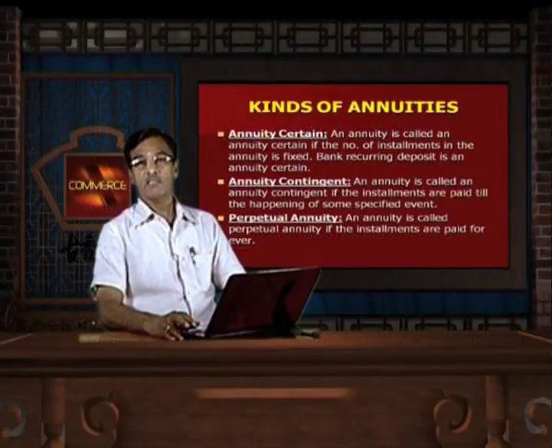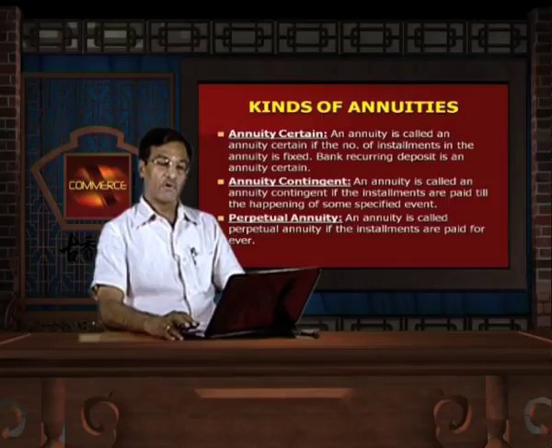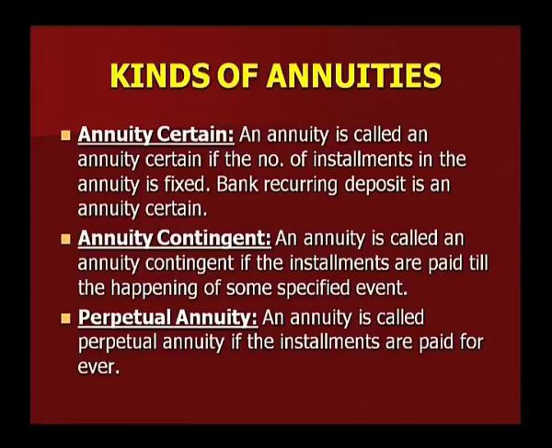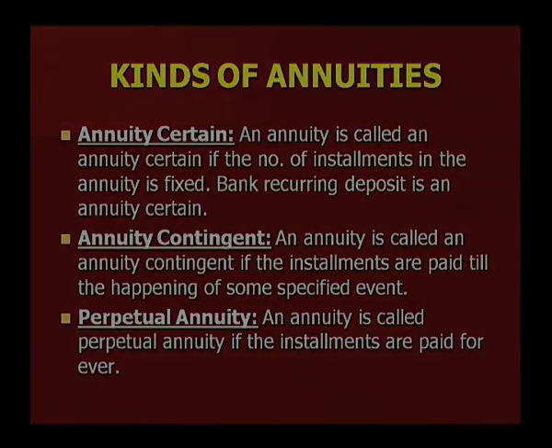Here we have discussed the three types of annuity: annuity certain, that is having a fixed number of installments; annuity contingent, that is having the number of installments till a specific event; and perpetual annuity, which is the annuity forever.